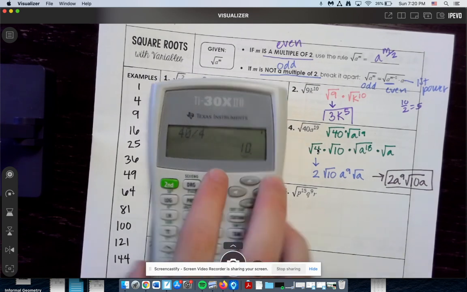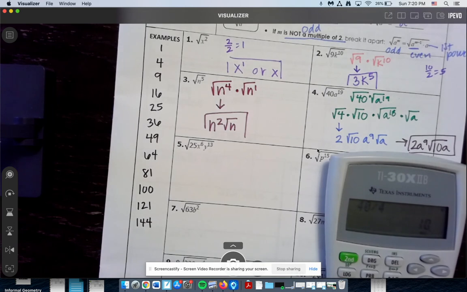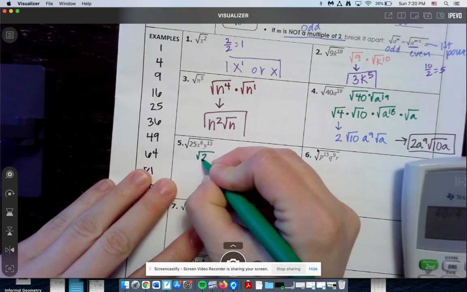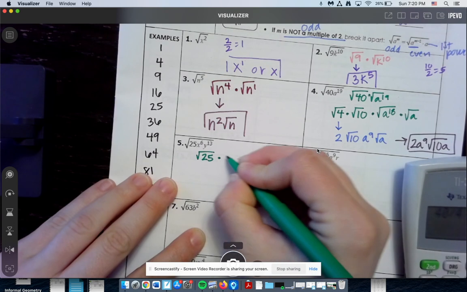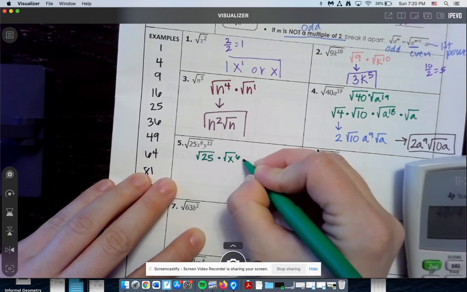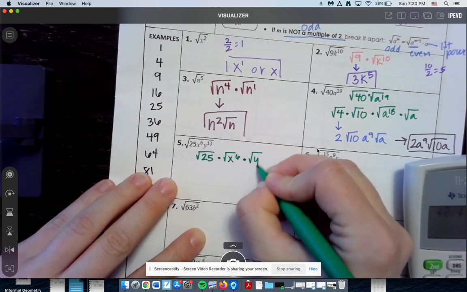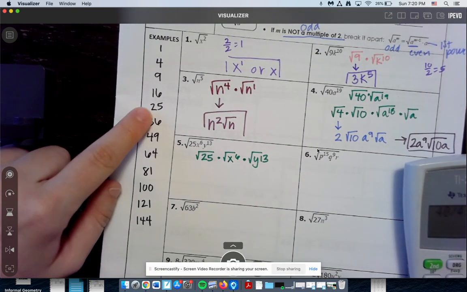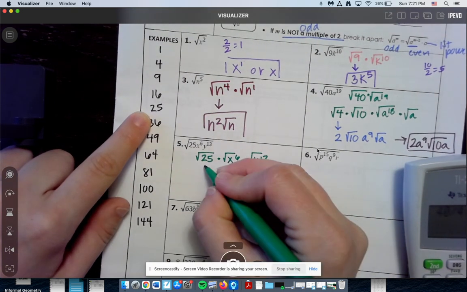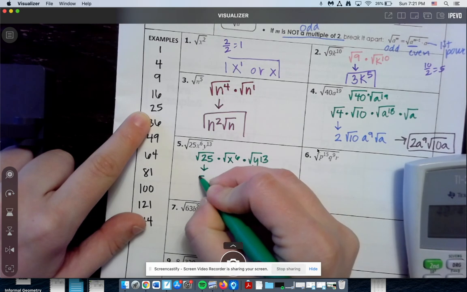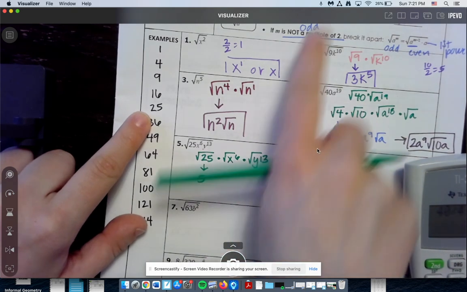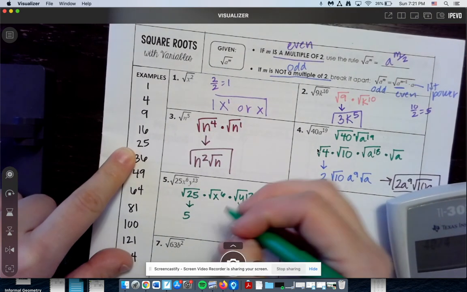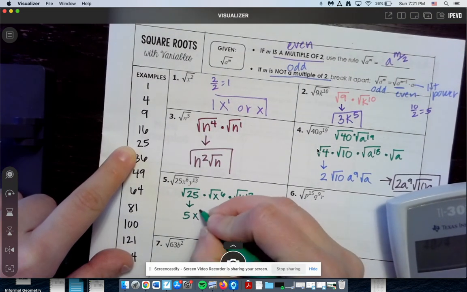Let's try another one. So first step, break everything apart. We're going to have the square root of 25 times x to the 6th times y to the 13th. Okay, let's see. Is 25 on our perfect square list? Yep, because 5 times 5 is 25. So I can write that down. X to the 6th, it's even. So all we do is divide by 2. 6 divided by 2 is 3.